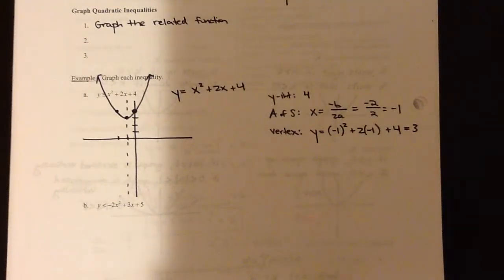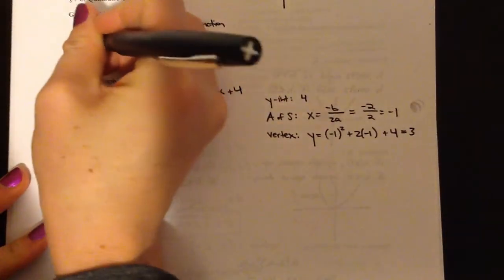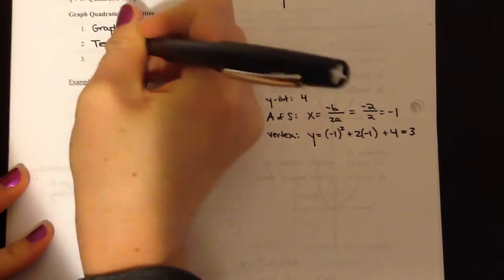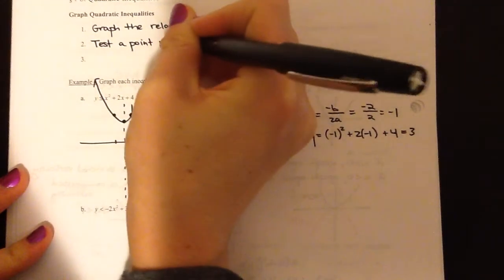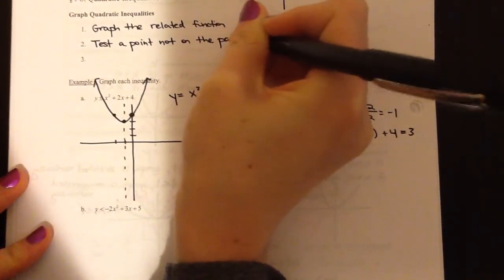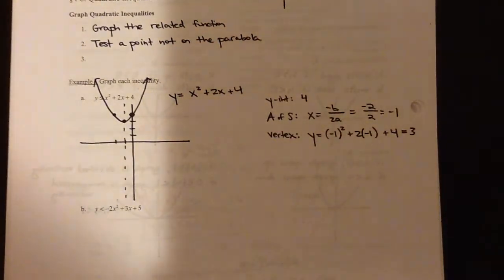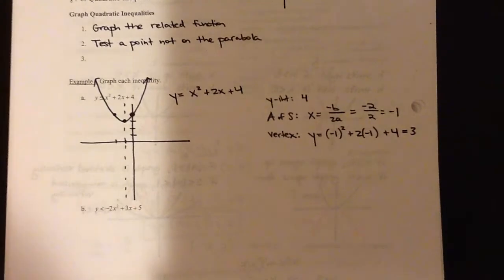Okay, second part, step 2, test a point not on the parabola. And this becomes just like the inequalities we did with lines or with absolute value or whatever. You do a test point and then you end up shading whatever region you get, like the true or the false. One thing I'd like to point out, I forgot to mention, this is a less than or equal to, which is why I graphed a solid line.